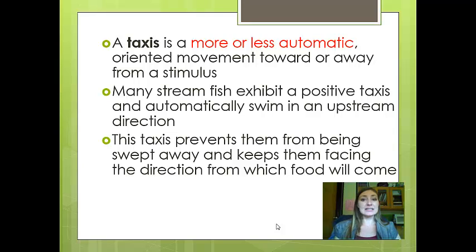Taxis is more or less automatic, but it's an oriented movement toward or away from a stimulus. This is different from kinesis because, yes, it's movement, but this time we're going towards or away from a stimulus. An example of this are stream fish that exhibit a positive taxis. They automatically will swim upstream. That is a stimulus, and then there is a direction that they're taking with their movements. That taxis will prevent them from being swept away and keeps them facing the direction the food comes, so there's an ultimate causation to this behavior, a why, an evolutionary significance.